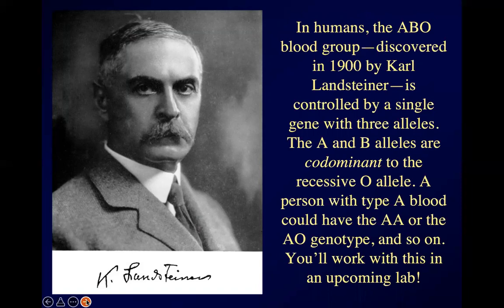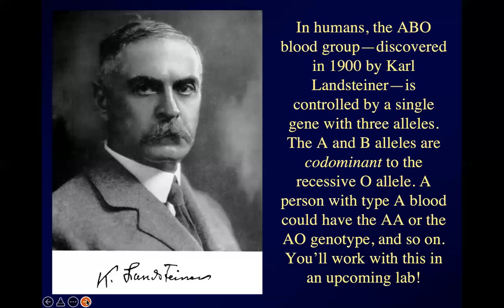And in this, your blood type might be A or B or AB or O. I have type O blood. Some of you may have any of the other three types. And there's a wrinkle here in that the A and the B alleles are codominant to the recessive O allele.